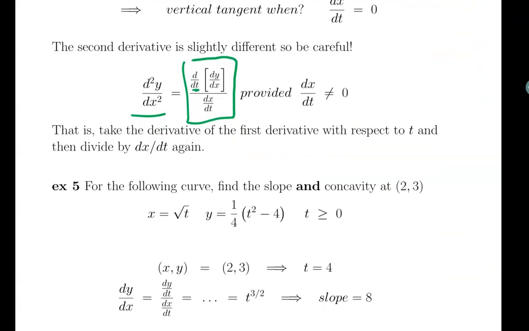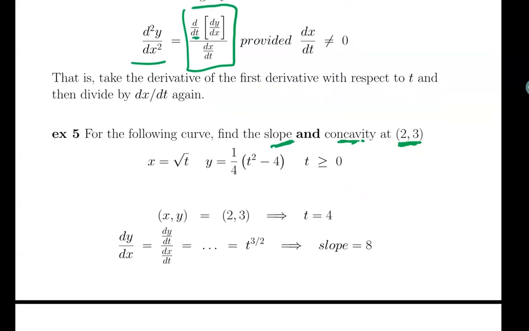and we'll practice with one or two of these. So let's find the slope and concavity. Of course, slope is first derivative, and concavity is second derivative, specifically at the point 2, 3. Okay, so 2, 3 is obviously listed as an x and a y, not a t. So you're going to have to figure that out using either of these. Again, it's dy dt over dx dt. So if you want, you can rewrite y as t squared over 4 minus 1. And so, of course, y prime with respect to t is just going to be 2t over 4, or t over 2. And then x prime is, of course, 1 over 2 root t.